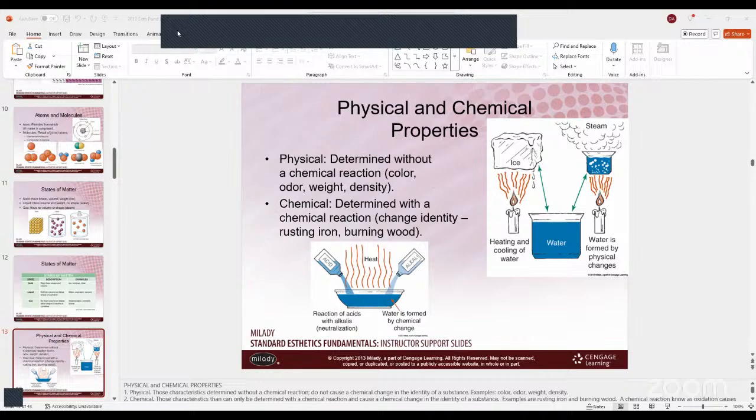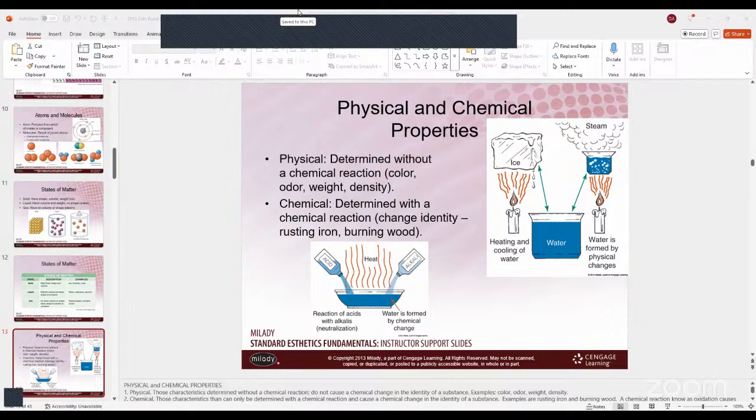All right, physical. Determined without a chemical reaction: color, odor, weight, and density. I want to make sure that we know the difference between these. Physical is determined without a chemical reaction. So we're not looking at a chemical reaction. It could be a color, could be an odor, could be a weight, and density. And density is a measure of capacity. So that's something that's physical.